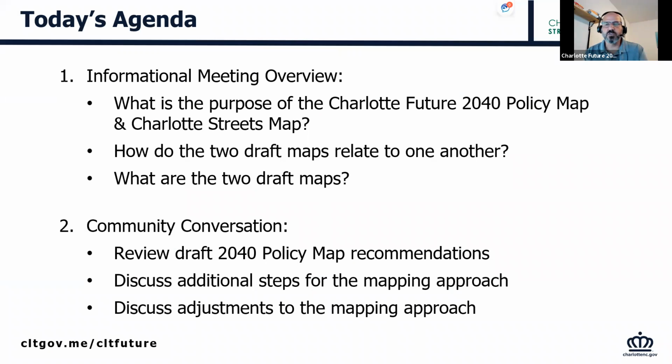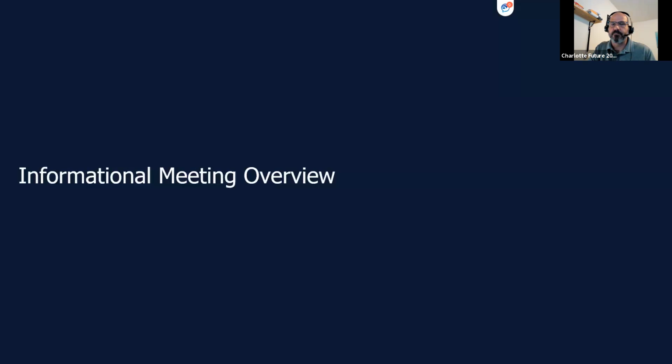So today's objective is to have a community conversation about the draft 2040 policy map recommendations within the Southwest Middle area. Before we dive into today's conversation, we will provide some high-level information about the Charlotte Streets Map and Charlotte Future 2040 policy map. However, a more in-depth overview of the two projects is recorded and available online, and someone will be dropping the link in the chat.